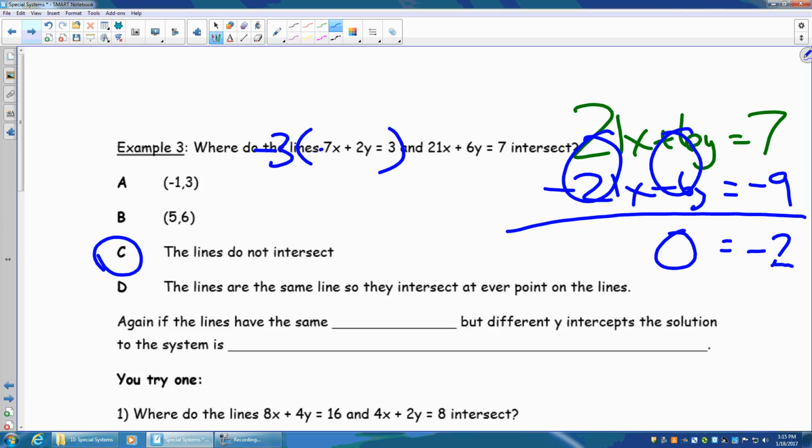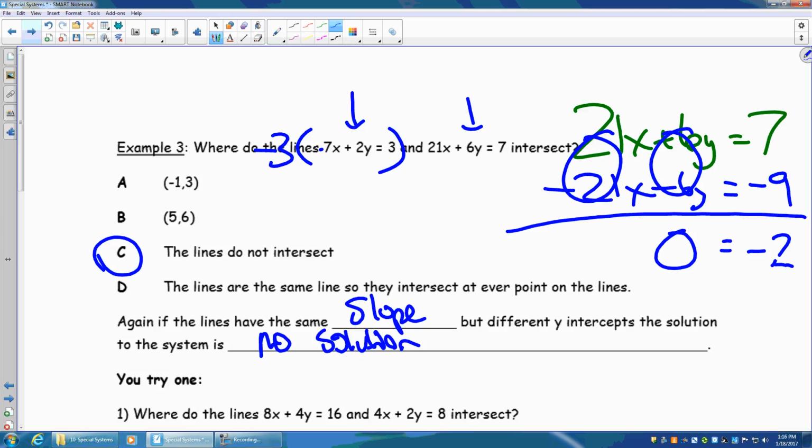If the lines have the same slope but different y-intercepts, the solution to the system is no solution, or the lines don't intersect, or something along those lines. If I were to solve both of these equations for y, you would see that the slopes are the same, but the y-intercepts are different.